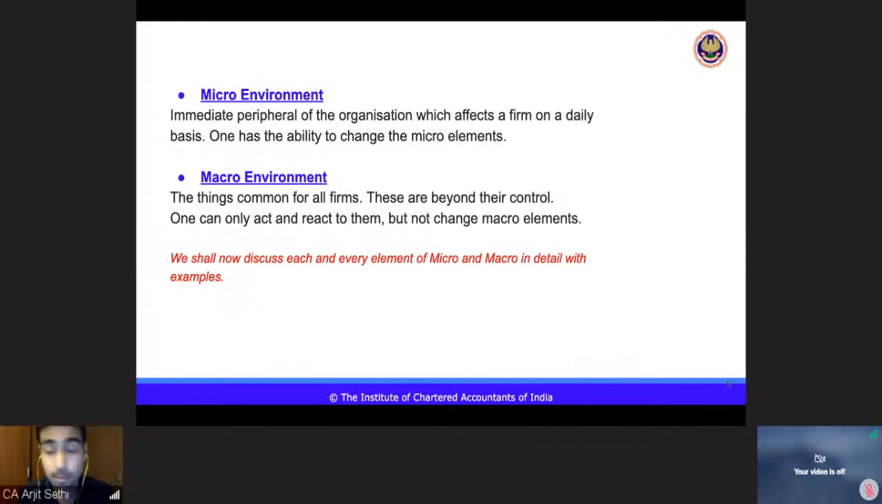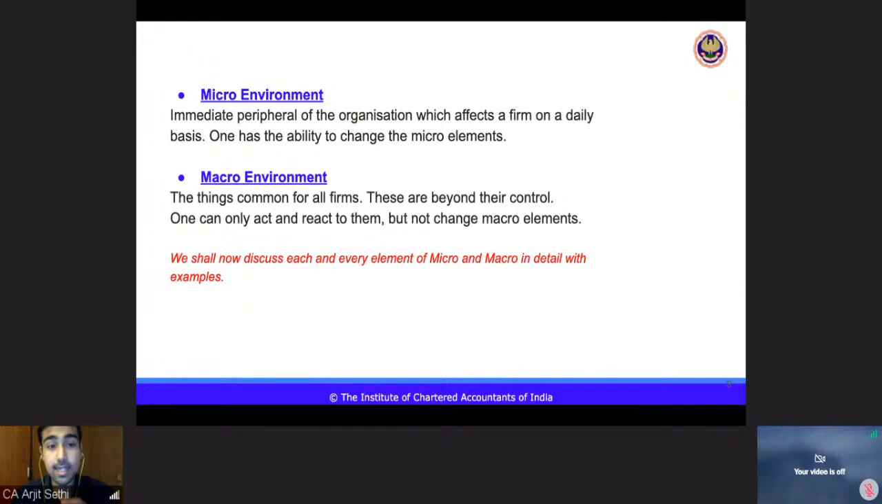Coming to macro elements, your macro elements are actually the things which are common to all the firms. They are the external things. They are outside the purview of business and they're common to each and every firm. They are beyond their control. They cannot change it for their advantage. What they can do is they can only analyze and they can react to macro elements. Right?